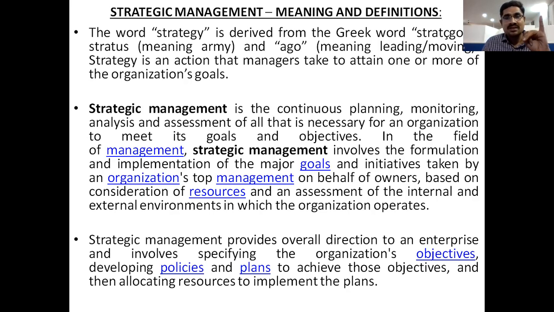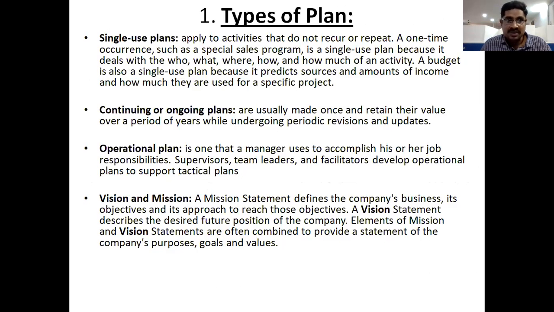So the first one is targets and resources. The third thing is future courses of action, meaning plans. Next, policies and guidelines, and budget, right? All these things come under strategic management. These functionalities are included for the purpose of achieving the goals of the company, right? This is strategy and strategic management.